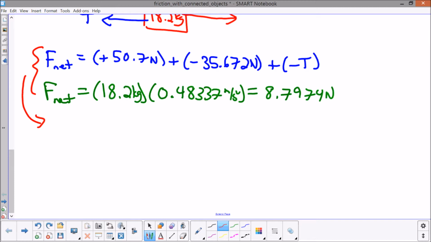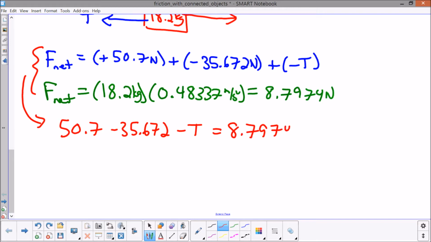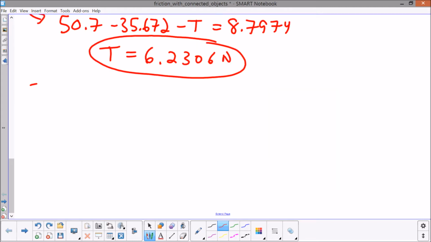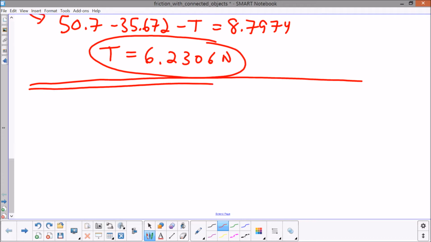So combining those two pieces together, we have 50.7 minus 35.672 minus T equals 8.7974. Or solving that for the tension in the rope, we get 6.2306 newtons. Now, at this point, you're done.